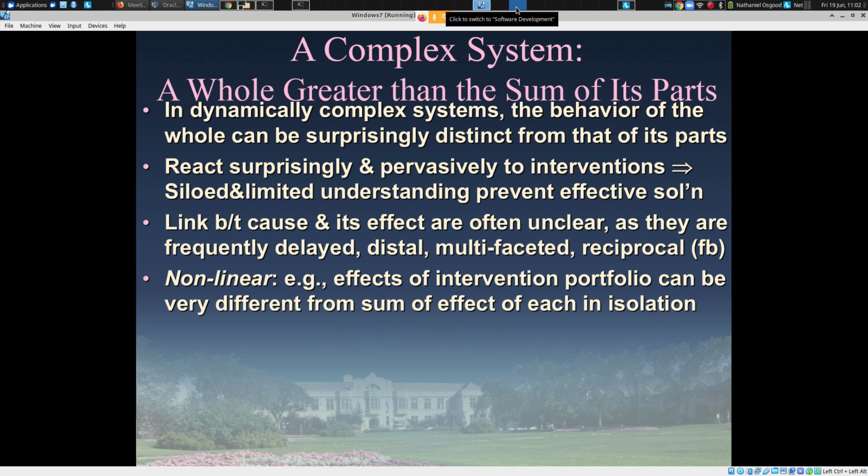These systems tend to behave in surprising ways. They react surprisingly and indeed pervasively to interventions. We poke at one place, it pops out somewhere else. For example, we engage in faster case finding through mass testing. It's going to impact not just the number of new cases found, but the number of people hospitalized, the number of people dying from COVID, the number of new cases getting infected on a per-day basis. When we poke, often the link between cause and effect is unclear, as often there are big delays, and there are many types of impacts across the system, and there are reciprocal feedbacks, and they're nonlinear.